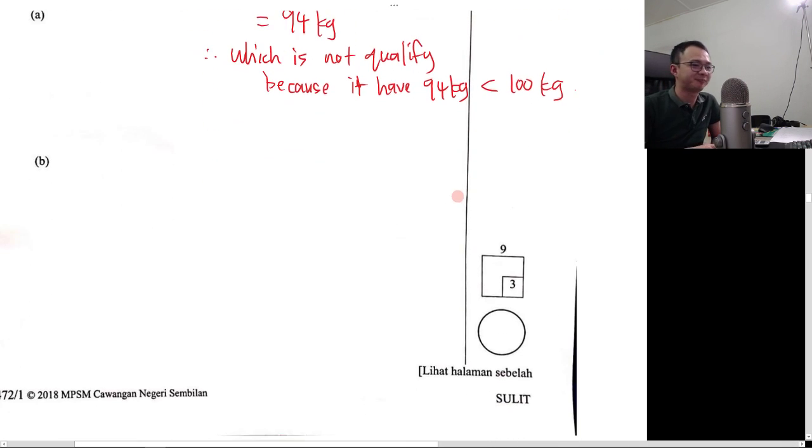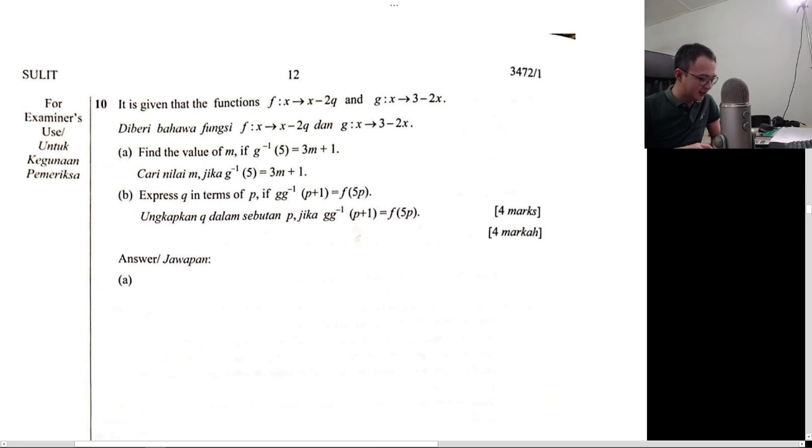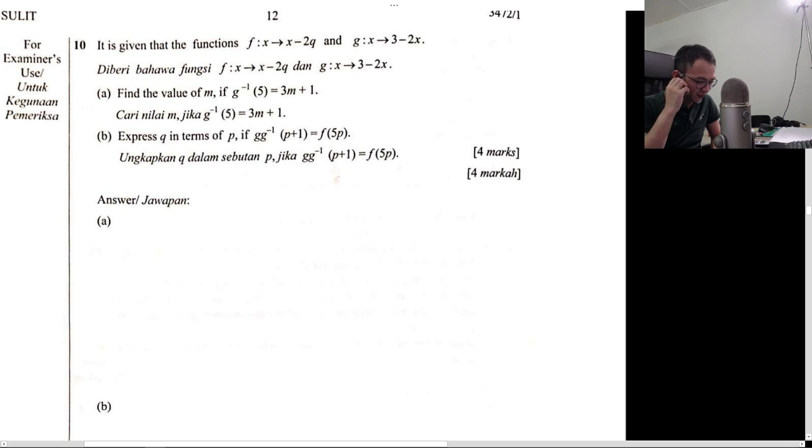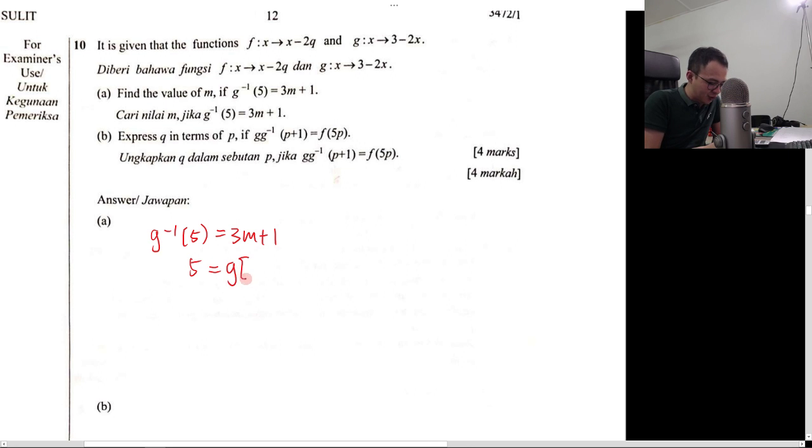Alright, so question number 10 here. They asked me to find g inverse of 5. So g inverse of 5 equals 3m plus 1. I move the g inverse to the other side because I'm so lazy to find g inverse. So 5 is equal to g(3m plus 1). So I have the g(x), right? If g(3m plus 1), that means my x will change to 3m plus 1. Then I will solve this one. 5 equals 3 minus 6m minus 2.